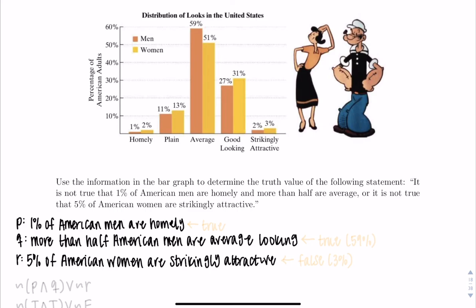So now that we've written out our simple statements, go to the bar graph and see if these statements are true or false. So 1% of American men are homely. Using the bar graph, the orange bars are the men. If I go under homely, it says that 1% of men are homely looking. So this would be a true statement. Let's go to more than half of American men are average looking. So let's go to average looking, and men are at 59%. So that is definitely a true statement because 50% would be half.